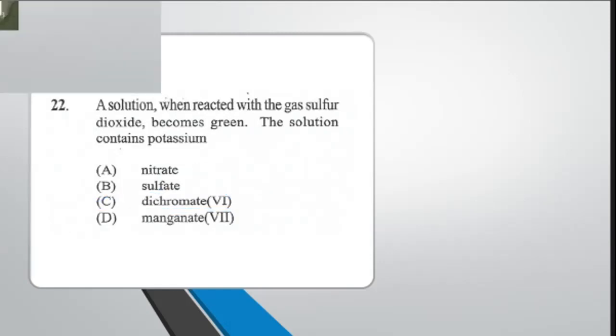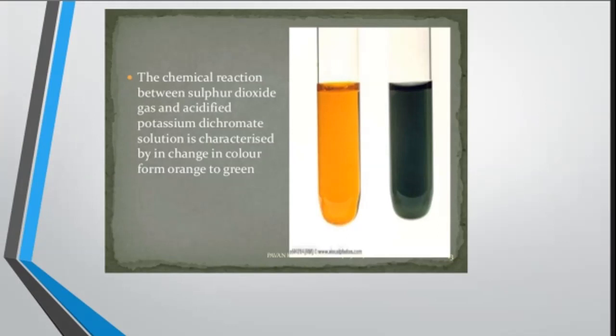Now, the chemical reaction between sulfur dioxide gas and acidified potassium dichromate results in the characteristic color of the potassium dichromate changing from orange to green. Potassium dichromate naturally has an orange color, and it can go from orange to yellow, yellow to orange, if you're reacting it with an acid or base. But if you react it with sulfur dioxide, it will go from orange to green.